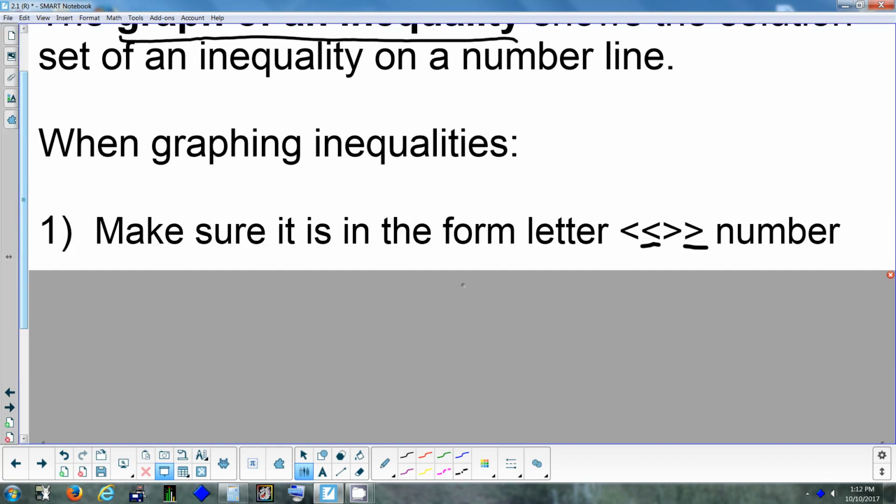Can somebody give me an example of what that would look like, where it's a letter, one of those inequality signs, and then a number? Come up with any inequality you want. There's plenty of answers here. Well, let's start off with a letter. Someone give me a letter. X. Greater than? Somebody give me a number. 3. 3, 2, whatever, doesn't matter. That's an example of it being in that form.